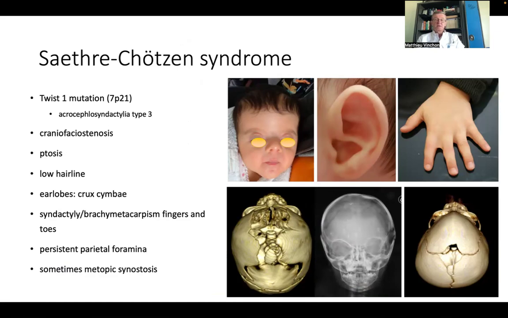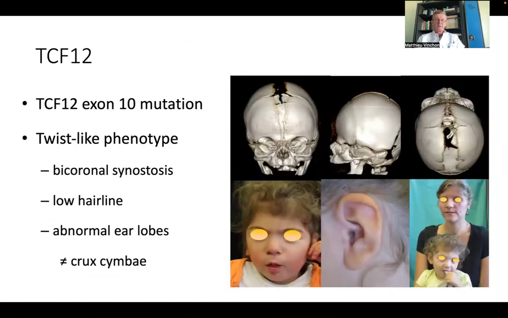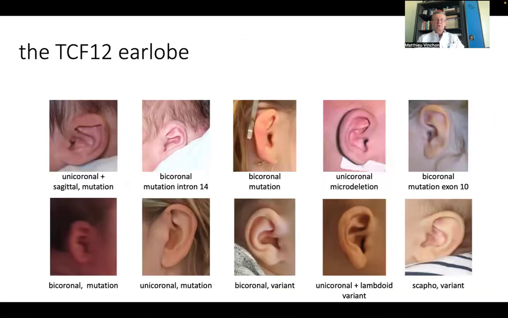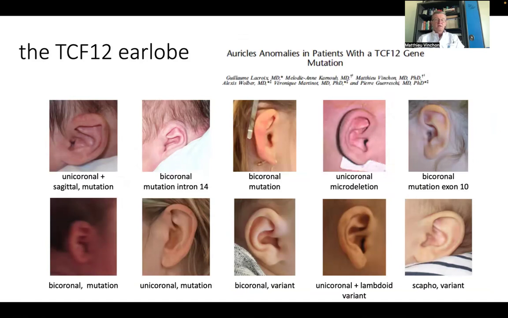and sometimes it can cause metopic synostosis. So we are progressively diversifying the phenotypes of these mutations. Now we have the TCF12 gene, which gives a Twist-like phenotype with a bicoronal synostosis, low hairline, abnormal earlobes, but this is not the crus helicis we have in the Twist mutation. And we have published a paper in Lille showing the high prevalence of earlobe anomalies in TCF12 mutations, which helps the diagnosis.